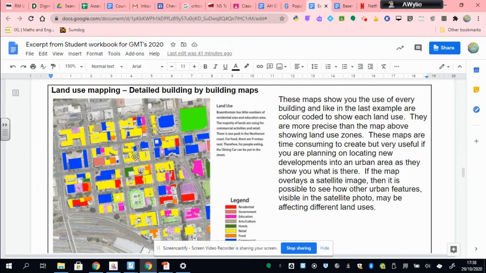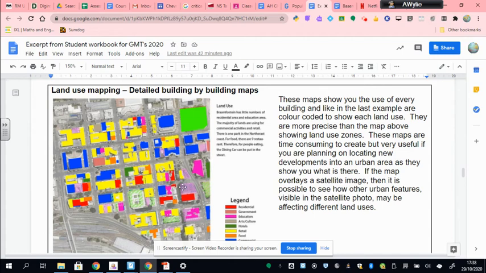This one now, rather than looking at whole zones, actually breaks down the land use building by building, and can allow us to see very clearly which land uses are dominating. So I can see that yellow dominates certainly in this area over here, and that's retail. I can see we've got quite a bit of commercial land use in this zone. And down here, we've got some educational land uses in this area here.